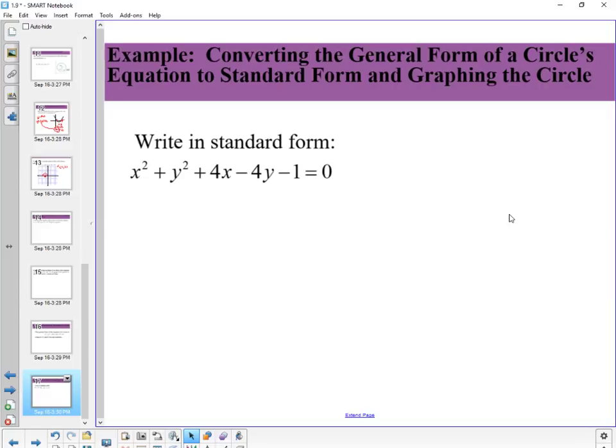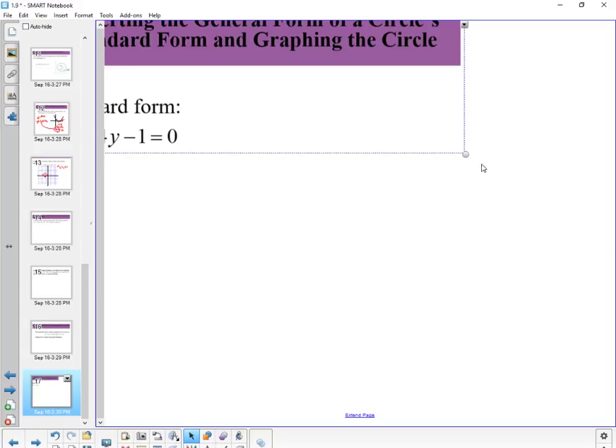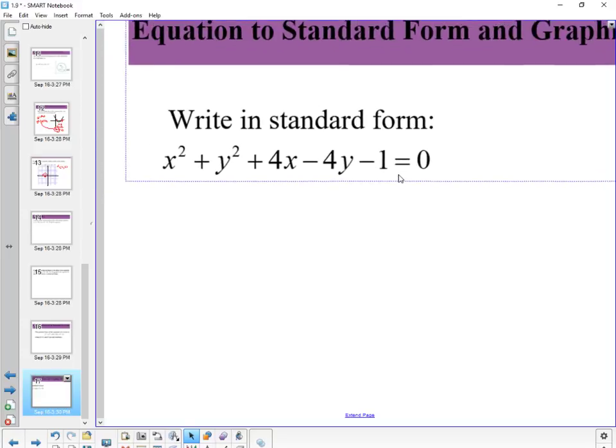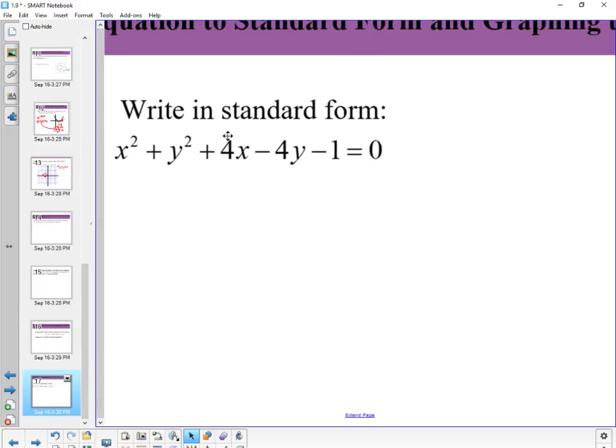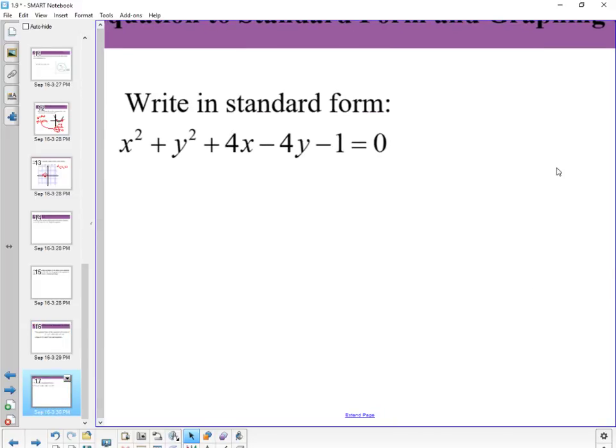So, yeah. Why did they do that? Well, hold on. Because that's how they're going to give you a circle. They're not going to give it to you in the standard form. They're going to give it to you in the not so nice form. What's this? General. The general. So they give you general form, and then you're going to want to write it in standard form.